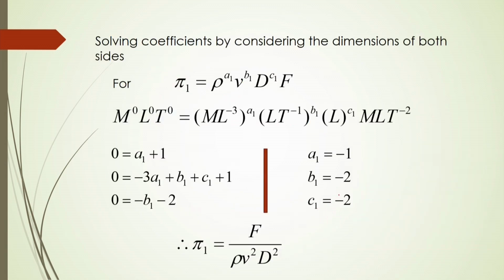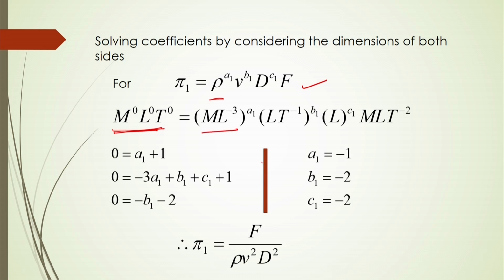Now, for phi 1, if we consider, then it will be rho to the power a 1, v to the power b 1, d to the power c 1 into f, as shown here, and then we compare the dimensions. Since phi 1 is a dimensionless group, its dimensions M L T will be M to the power 0, L to the power 0 and T to the power 0, because there should be no dimensions here.